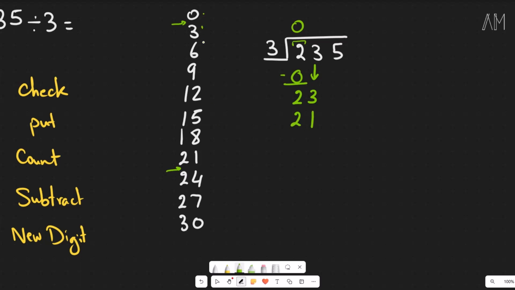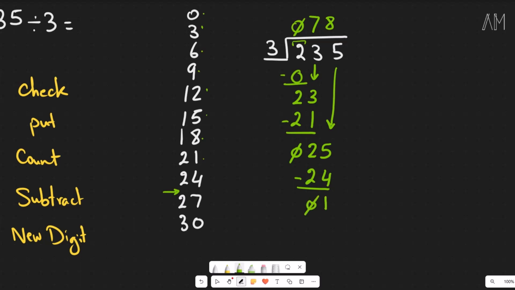Count till 21, so 0, 1, 2, 3, 4, 5, 6, 7. So there you go, I will put 7. And then I will subtract. 3 minus 1 is 2, 2 minus 2 is 0, and then moving on to call a new digit to come down, 25. Again, 25, where is it in the list? It is between 24 and 27. So I will put 24, I will count till 24, it will be 8, subtract, it will become 1.